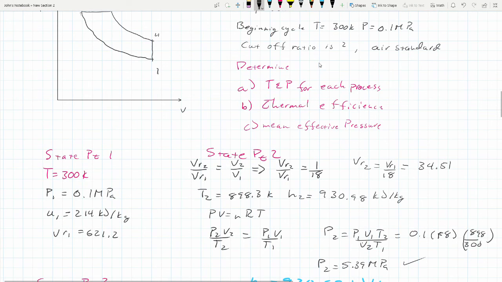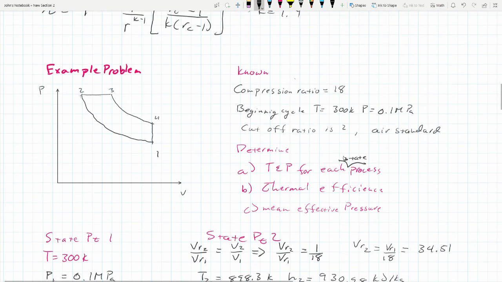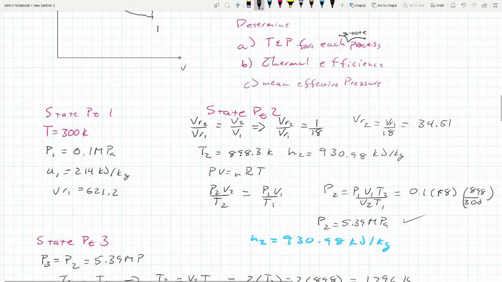The problem wanted us to determine the temperature and pressure for each state, thermal efficiencies, and the mean effective pressure. For thermal efficiencies, we need to know the work, the heat input, and the heat rejection. For mean effective pressure, we need to know the work of the cycle and the specific volumes. Let's start with part A: get the temperature and pressure for each process. We went to state point 1, where we were told the temperature and pressure, and from that we'll be able to go to our air table and get the internal energy and the reduced volume.